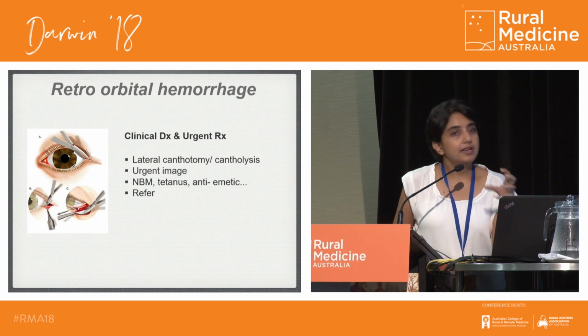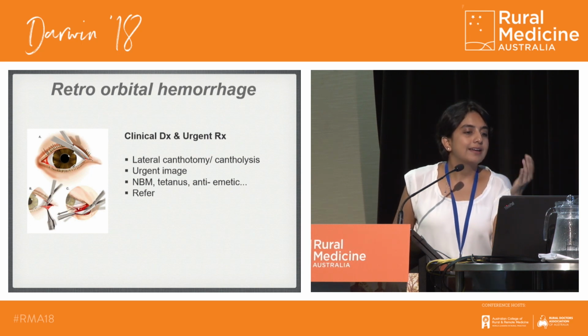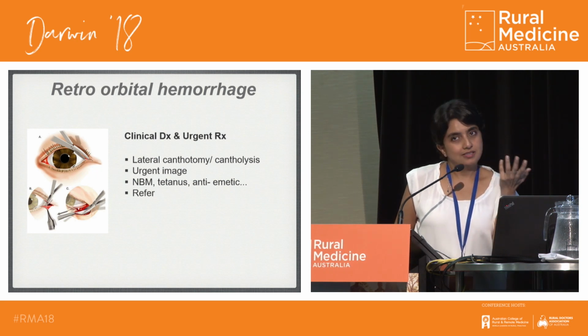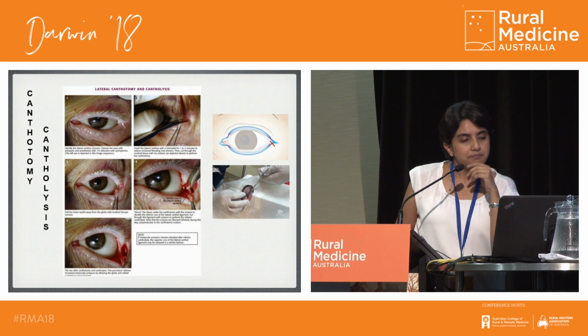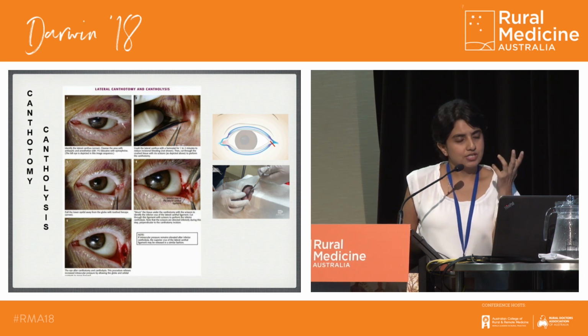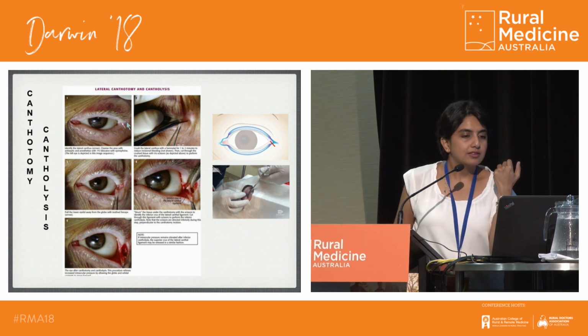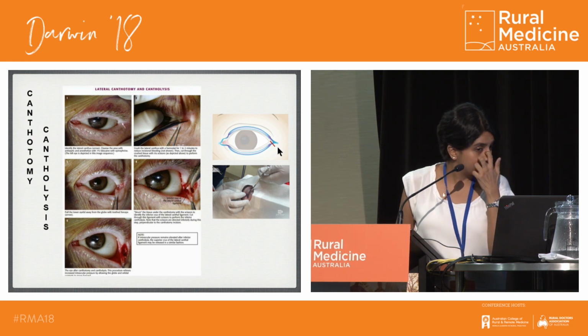If somebody had a suspicion of retroorbital hemorrhage with a tight orbit and a canthotomy cantholysis was delayed, that patient could lose vision. So that is the take-home message from this. It is a simple procedure. What we aim to do: canthotomy is basically cutting through the lateral canthus, and cantholysis is cutting through the inferior crus of the lateral canthal tendon.